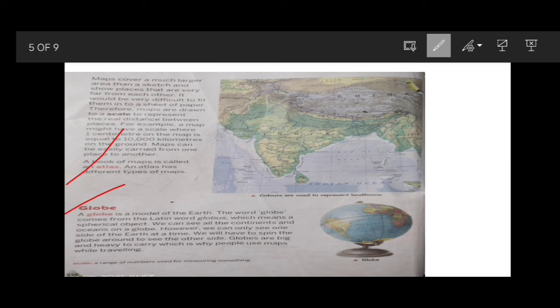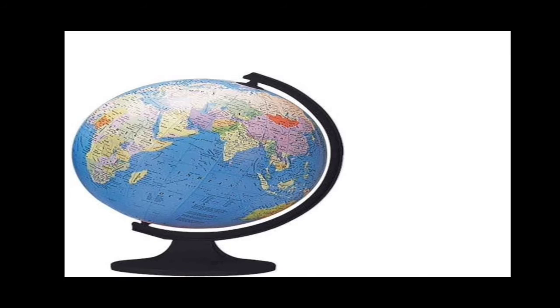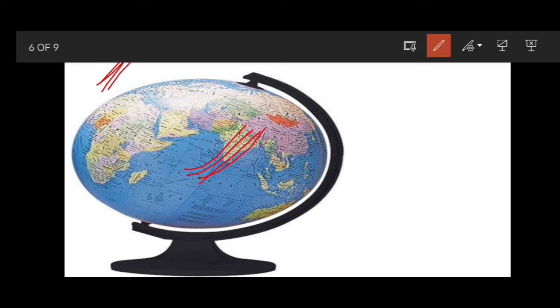If we want to see the other side of the globe, we have to spin it. We have to rotate. See, this is a globe. Now, we have to spin this globe and bring the other part of the globe to the front. Then only we can see the other part of a globe. We can see only one side of a globe at a time. This is a globe, which is a model of the earth.